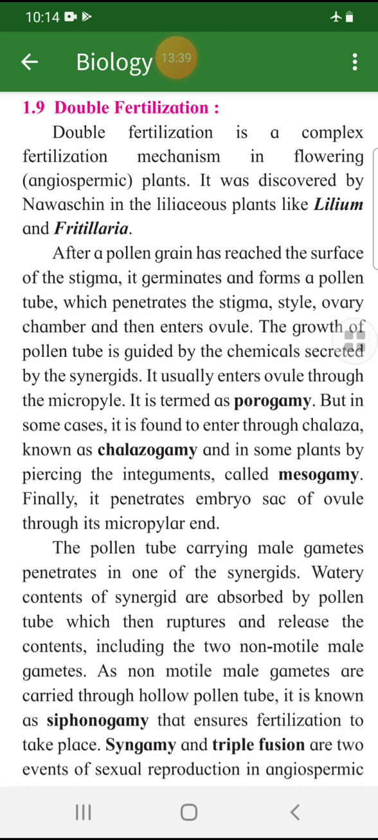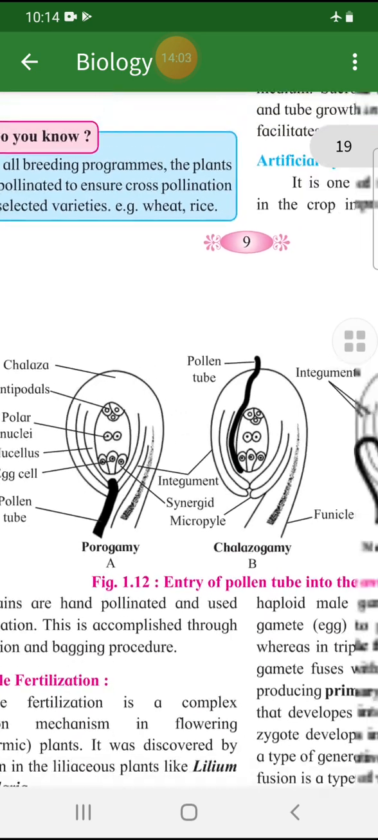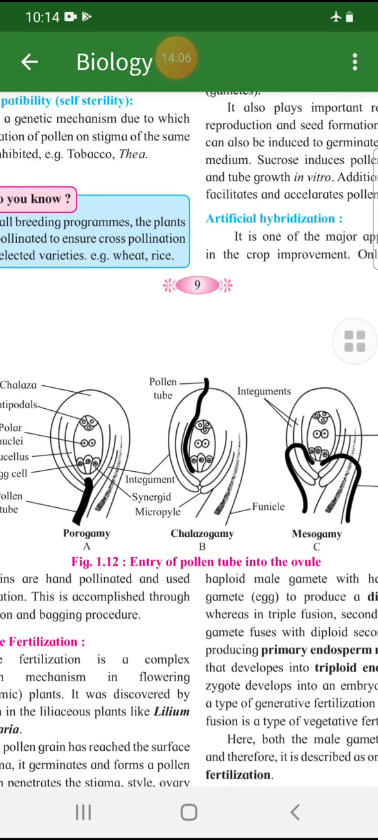Now while guiding, there are 3 ways it can happen. One, when it enters through the micropylar region, we call it porogamy. This has already been covered; we showed the diagram in 1.12. Then if it is coming through the chalazal region, it is called chalazogamy. Or if it is coming through the integument region. We have already discussed this diagram, so I'm not wasting time on it. You have to remember the entry of the pollen tube into the ovule: 3 types depending upon the entry position. One is the micropyle, another is the chalazal, and the third is the integument region.